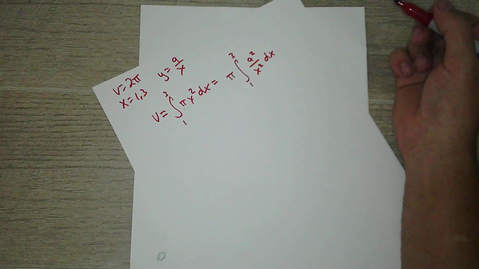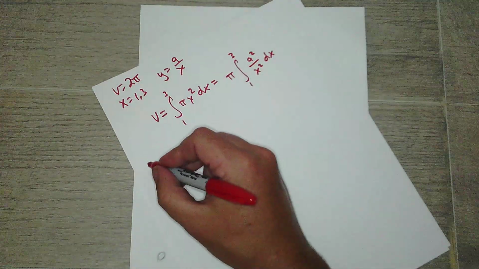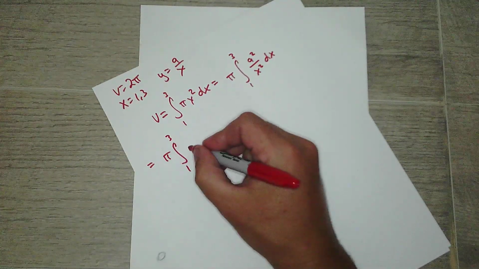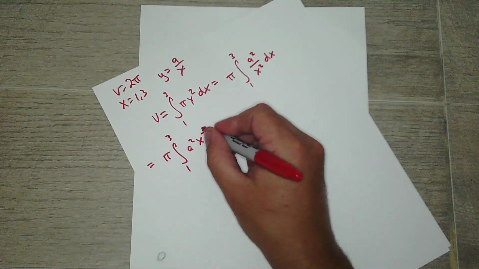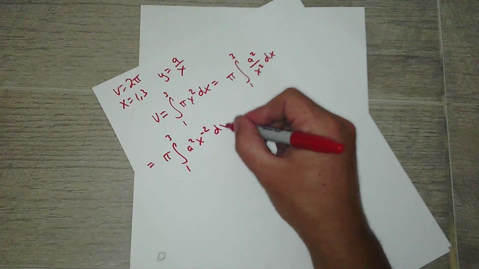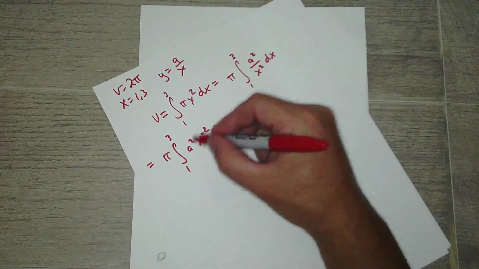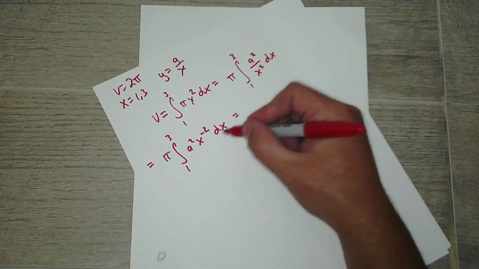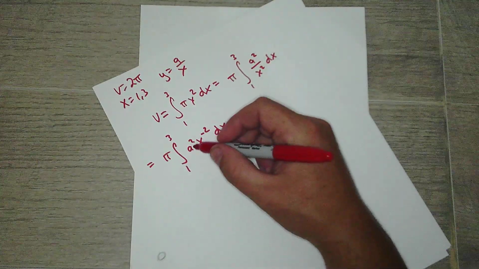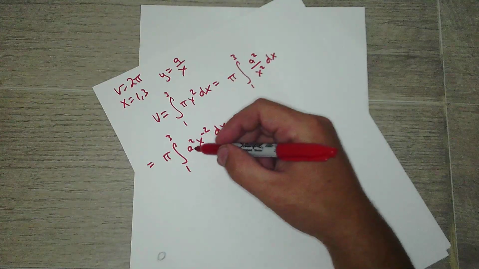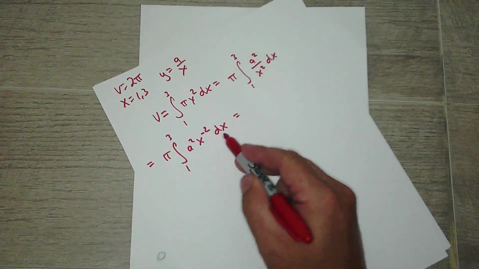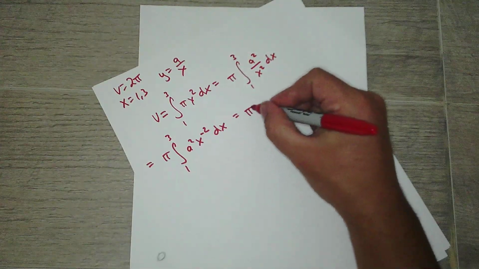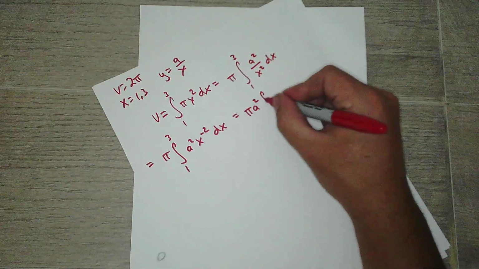Or you could rewrite it as A squared x to the negative 2 dx. Okay, A squared is just a constant as well. Remember, dx means we're integrating with respect to x. Whether A is a constant or not, we don't care about it because we're not doing integration with respect to that. So the A just kind of hangs out up front for now also.